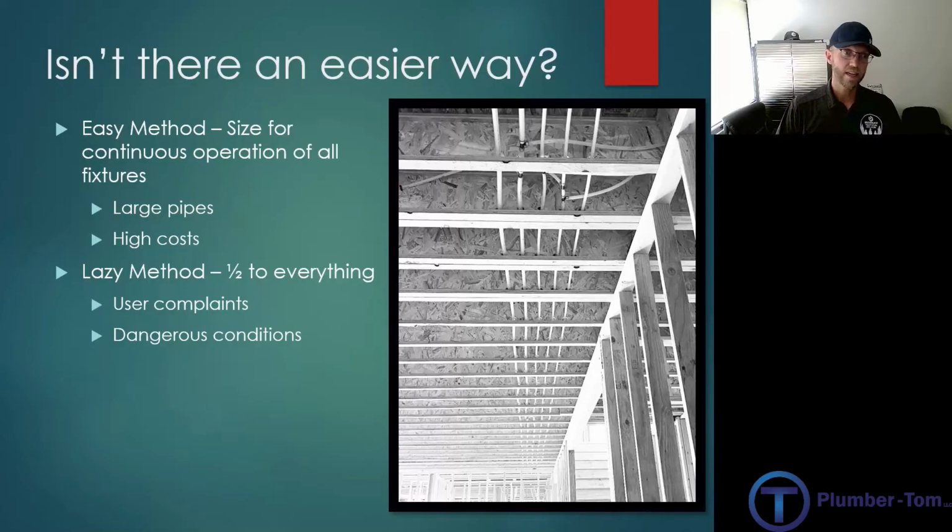And I thought, isn't there an easier way? Well, let's look at that. An easy method would be size for continuous operation for all fixtures. That means if we size everything's going all at once, well, then I would oversize the pipes, and of course the cost would go up.